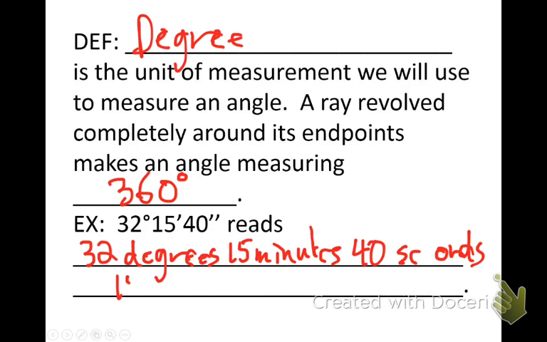One degree is equal to 60 minutes. So when I get up to 60 for my minutes on a measurement, I'm going to add 1 to degrees and then have 0 minutes. Right? It's just like time with minutes and hours and so on. So one degree is 60 minutes. 1 minute is equal to 60 seconds. All right? Is that clear? Everybody understand what I'm talking about with that? Okay. All right.